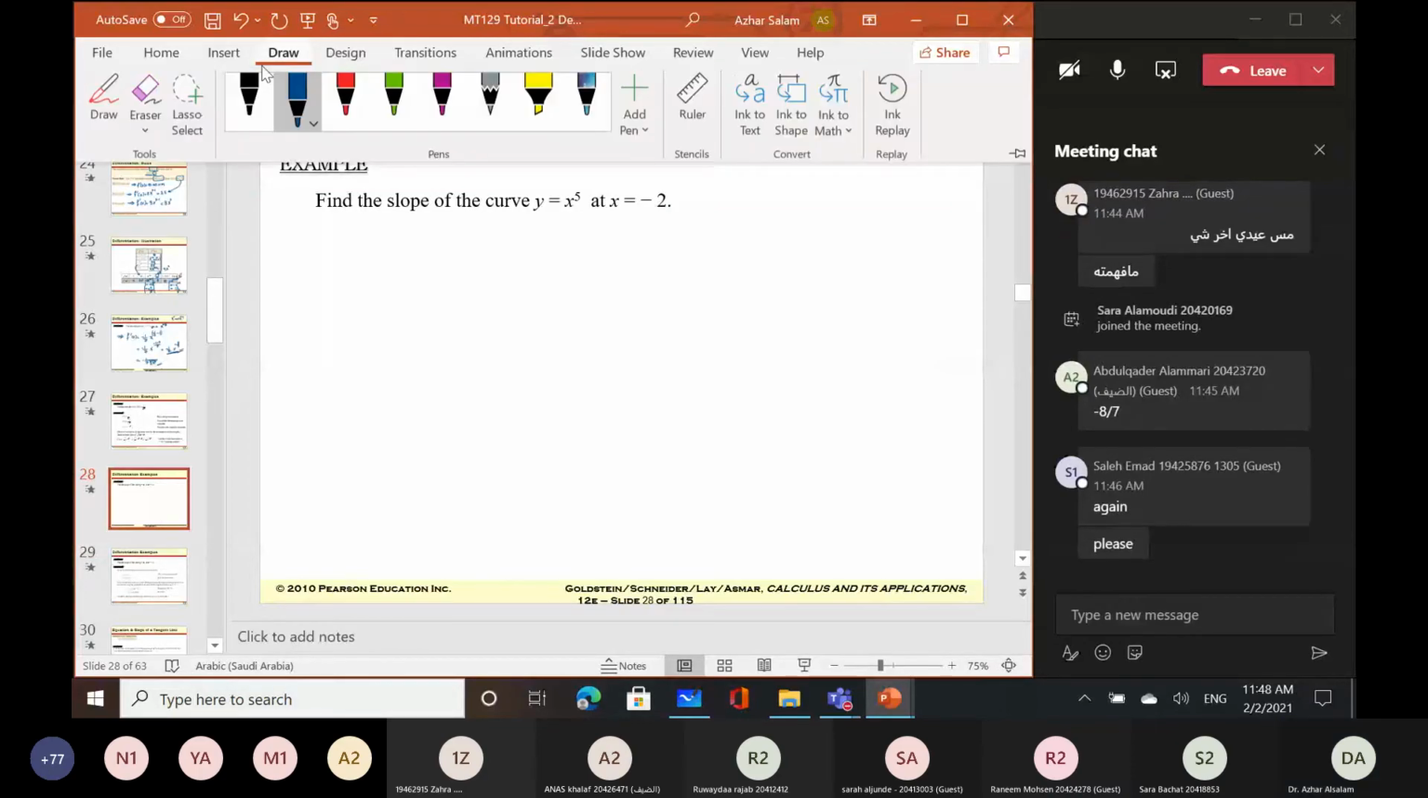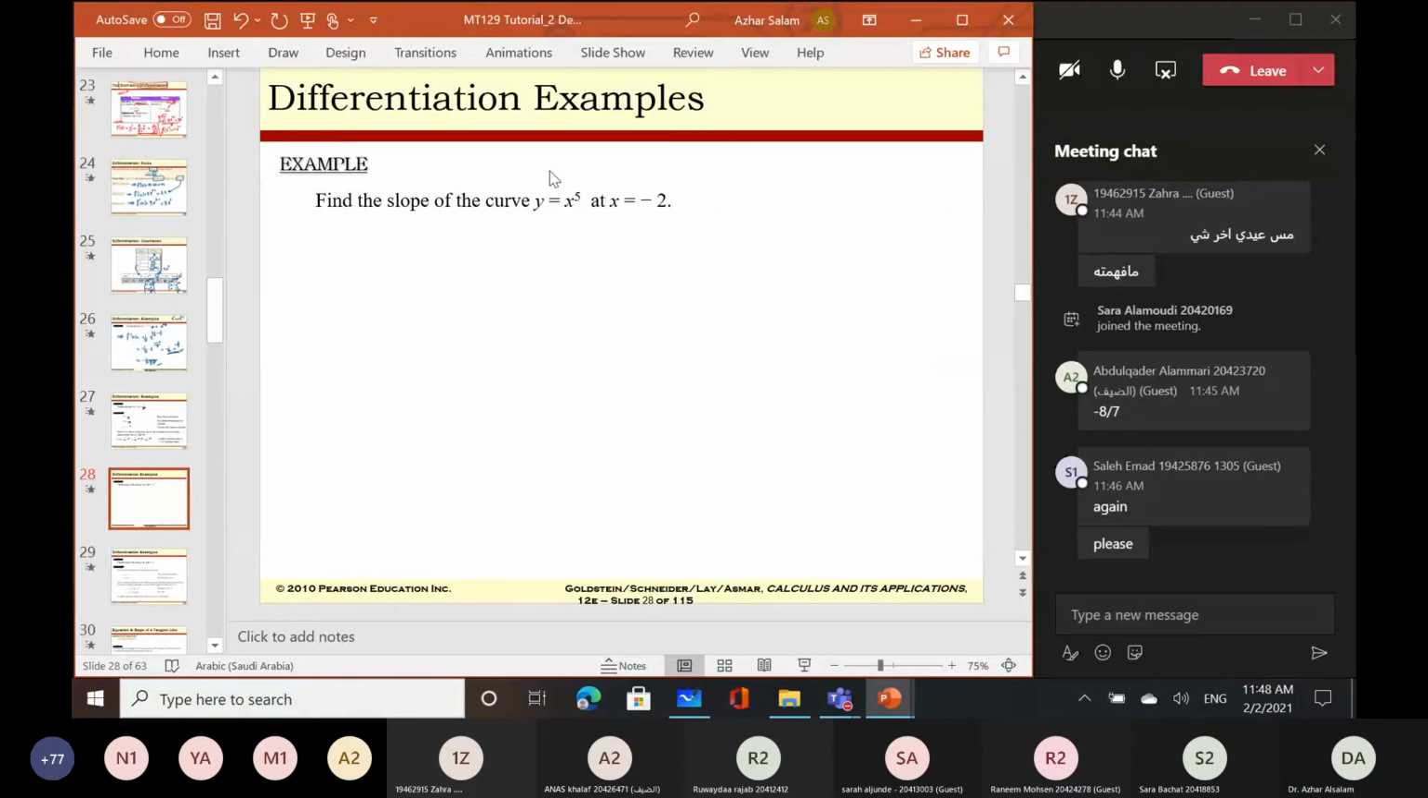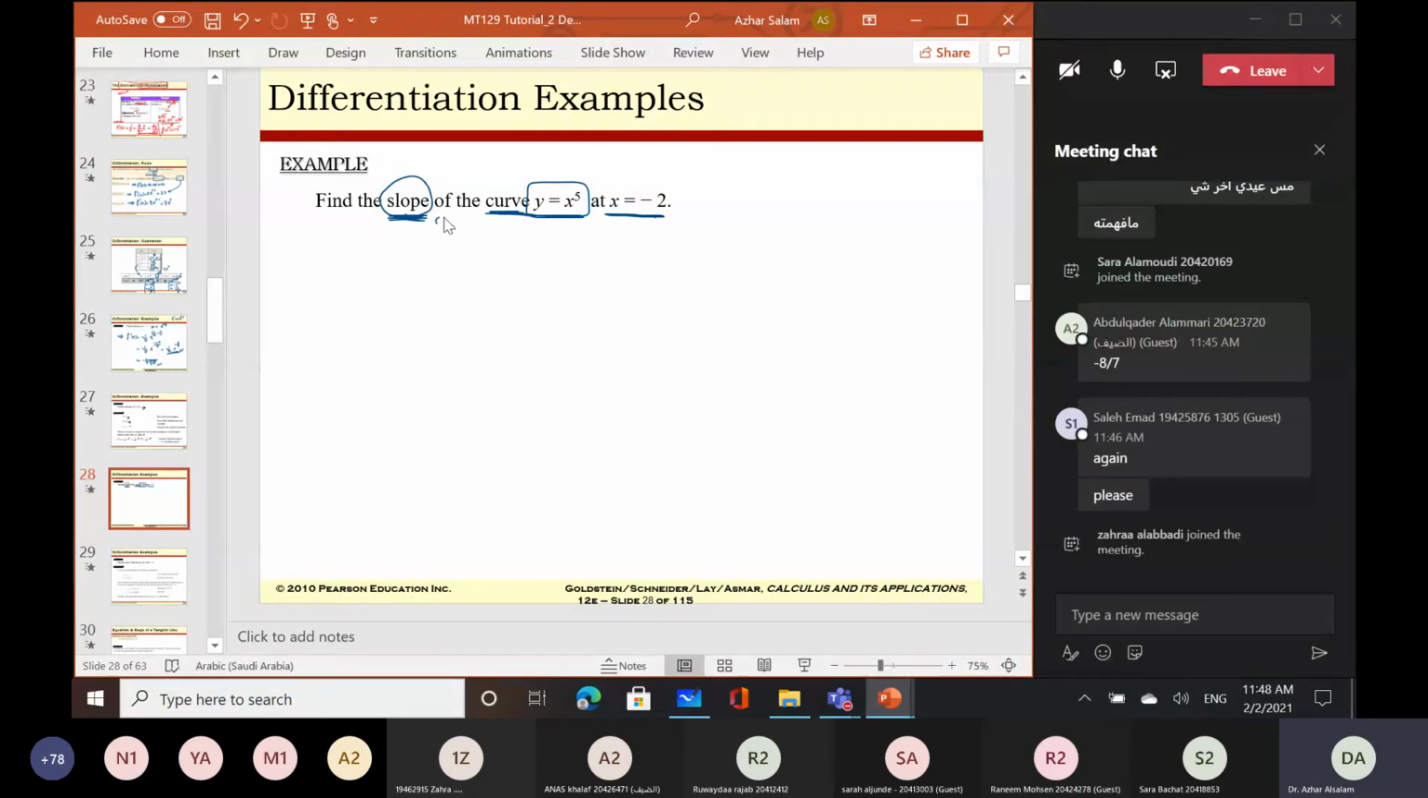Another example. Find the slope of the curve. I have here a curve y equals x to the power 5 at a point. If I have a curve and I want to find the slope, how to find the slope? This is the question. To find the slope of a curve, I find the derivative. This is how to find the slope of a curve. You find the derivative f dash of x. Okay, this is the first step.